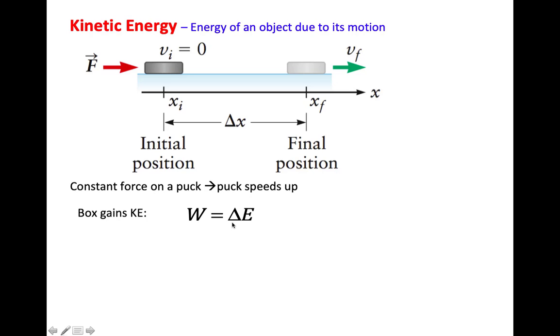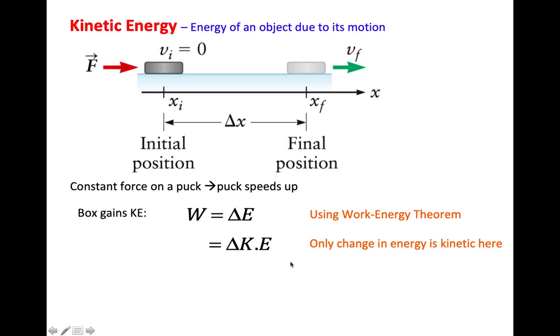Work equals change in energy. What is the reason for writing this equation? It is the work energy theorem. Now I can write delta E as delta KE. Why so? Because here the only change in energy is kinetic energy. The puck is not gaining any height and there is no elastic potential energy present here either. So the only change in energy here is kinetic.